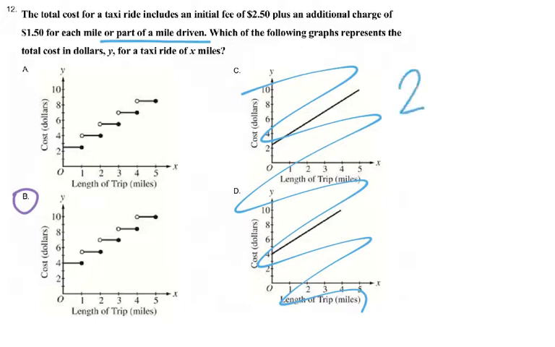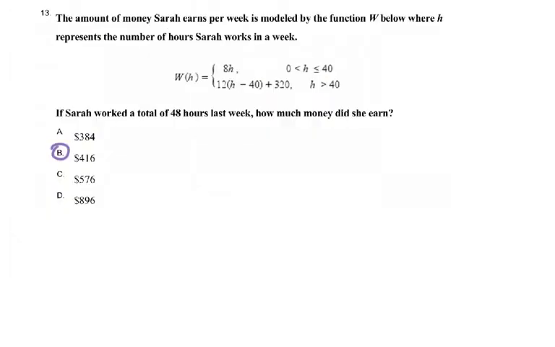So if we had to pay $2.50 plus $1.50 for each mile, anything between 0 and 1 miles would be $4. So, right here, between 0 and 1 miles, you're going to pay $4. That's why it's answer choice B. That one's pretty tricky, I think.